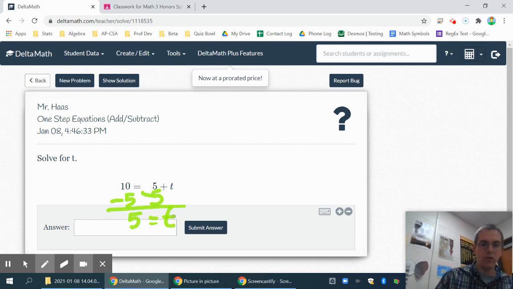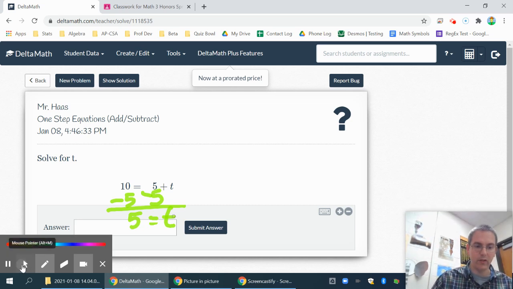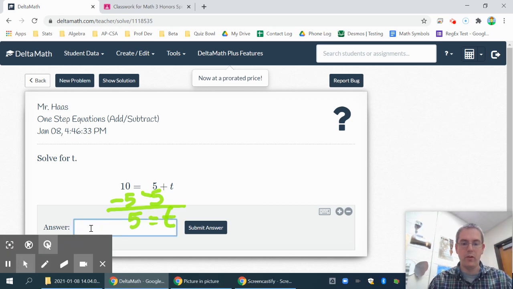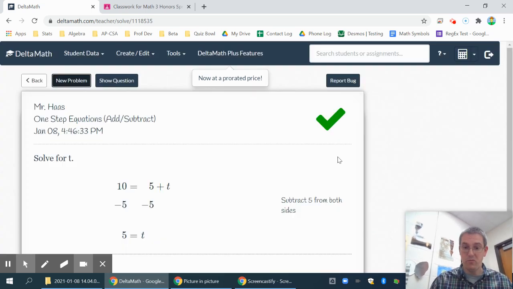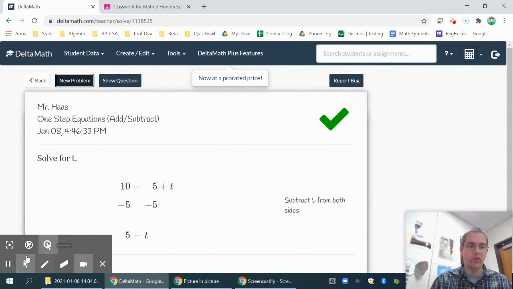And when you put your answer, you don't have to type in 5 equals t or t equals 5. It just wants the number part of your answer. So just the 5 will be sufficient. And then it should be right. We'll go ahead and try another one.